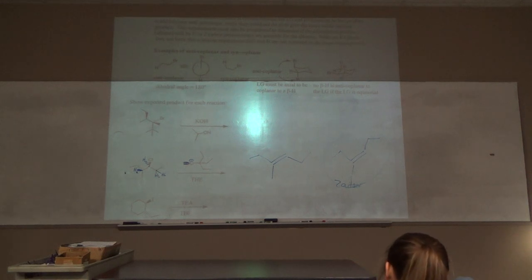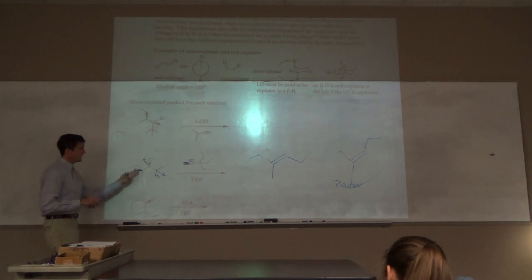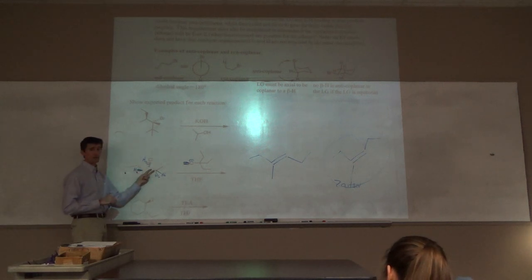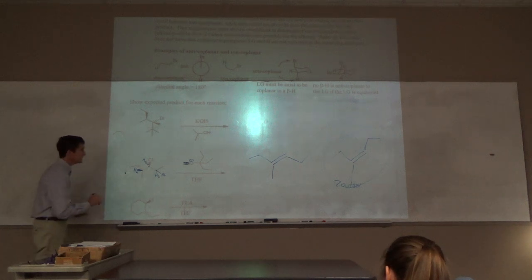And since there's two conformers that meet the requirement, how do you decide? You're going to get the best. Because if something has a choice, it's like equilibrium. If you have equilibrium, you're going to get the best. So which would be the best? Let's draw them both.